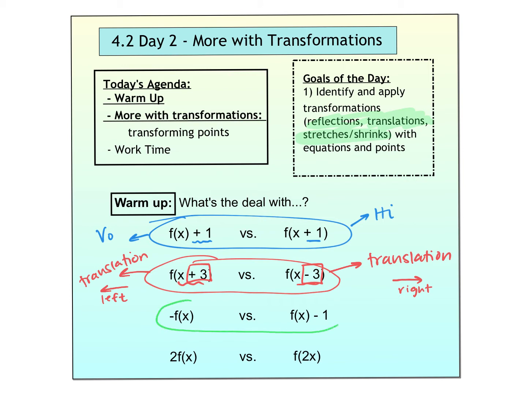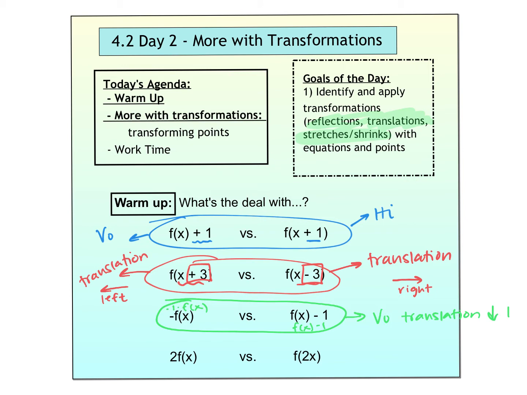In the third row, we have two different operations. The first one is -1 times f of x. The second is f of x minus 1. Okay, so we know the adding and subtracting is going to be a translation. Since it's on the outside, I know it's a vertical translation. This is going to move my function down 1 unit.